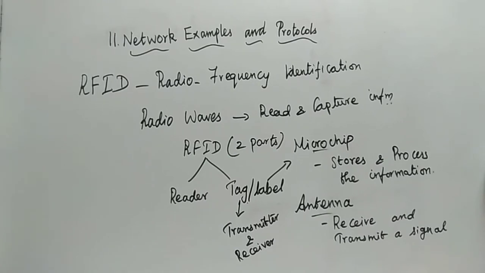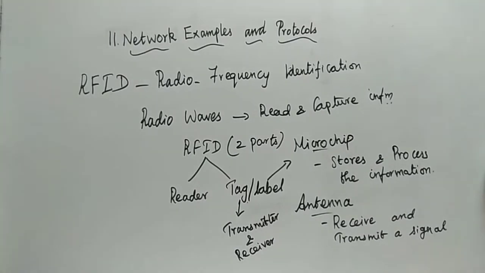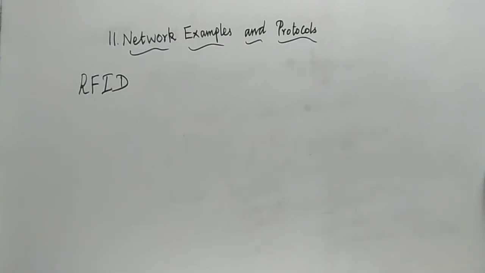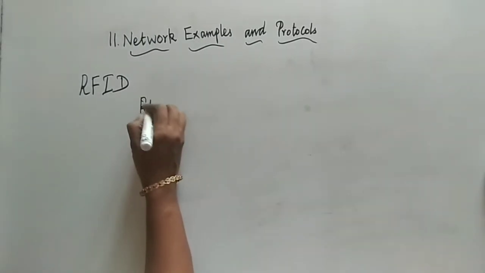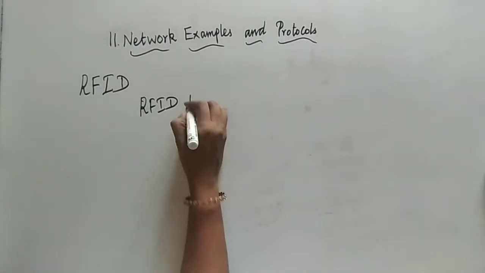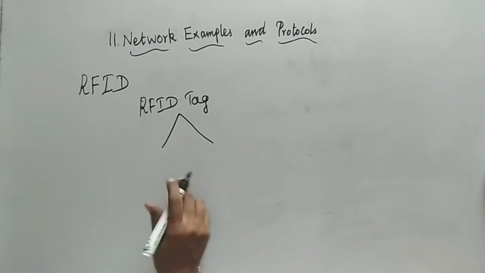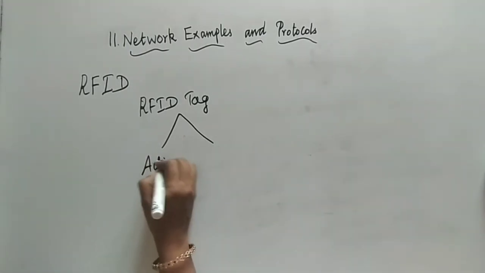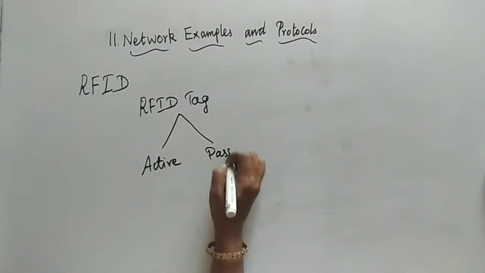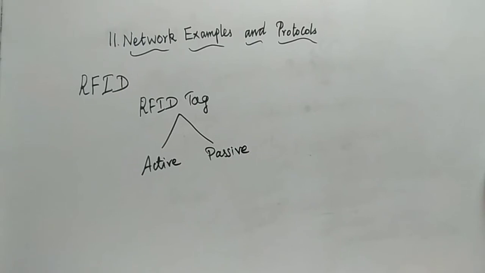Next we can see the two types of RFID tags. The types are the active RFID tag, and the next one is the passive RFID tag. So now we are going to see the two types of RFID tag. Are you clear with the introduction related to RFID? Yes, now we can see the two things that are available under RFID tag. The first one is your active, and the next one is your passive.